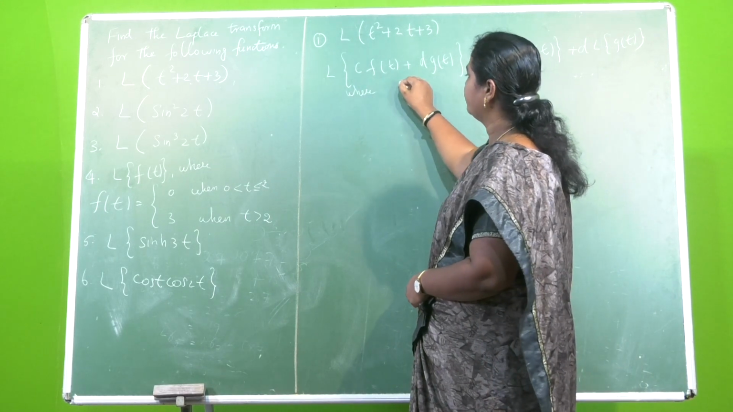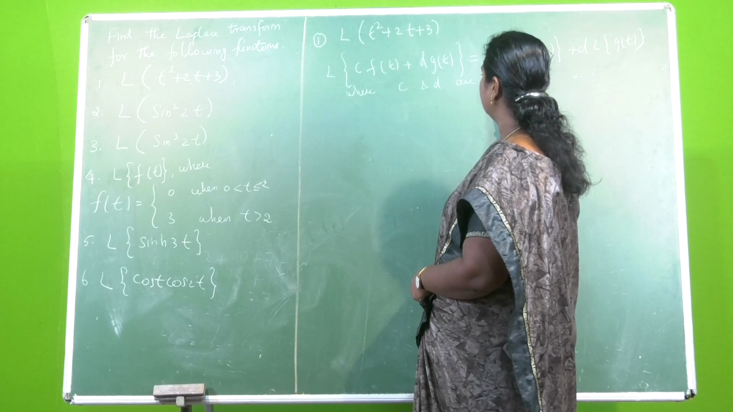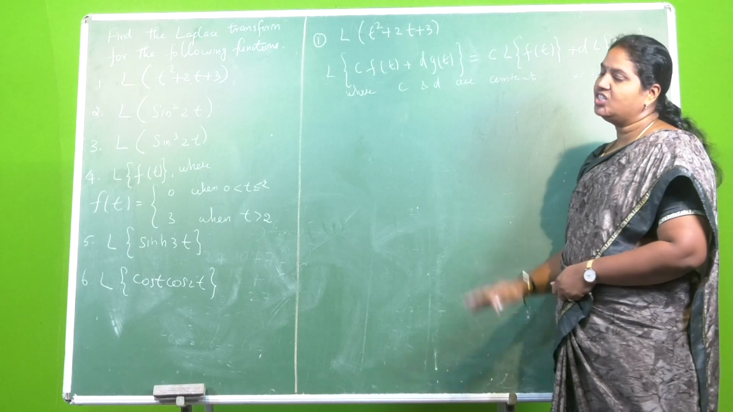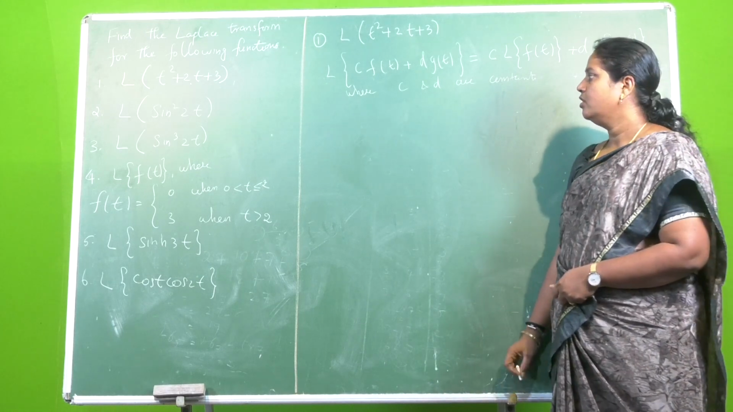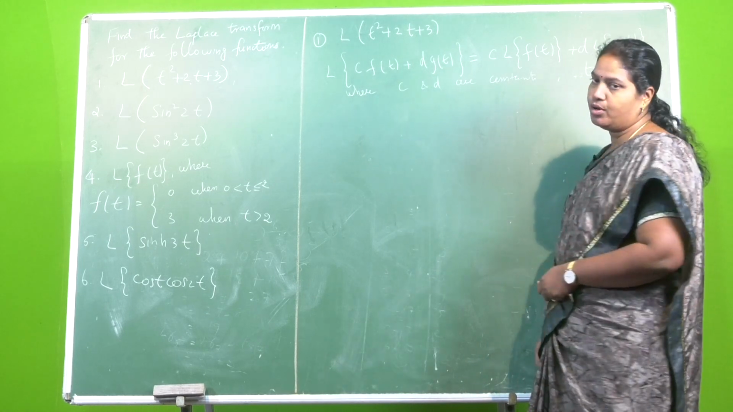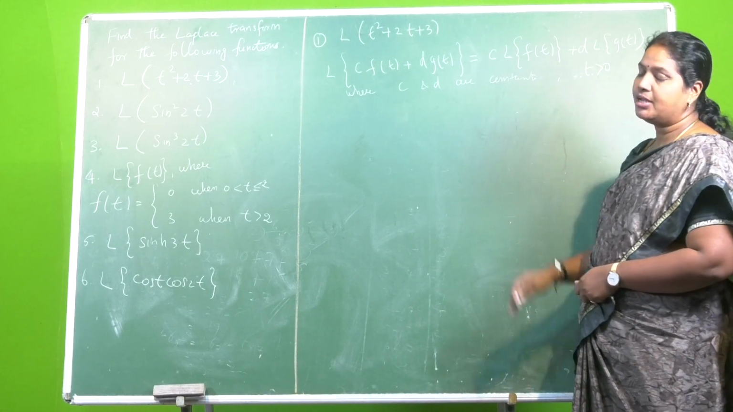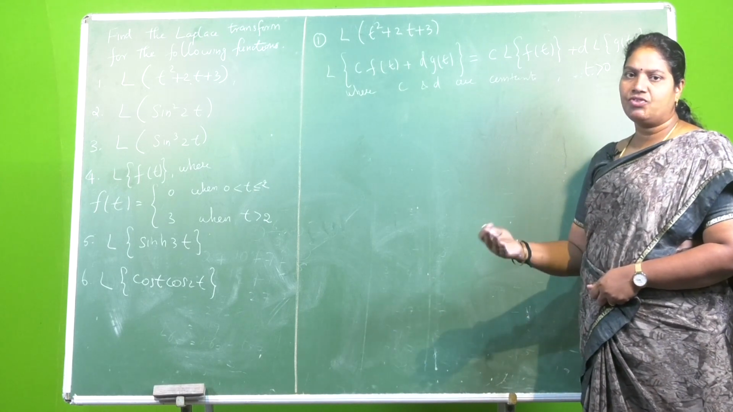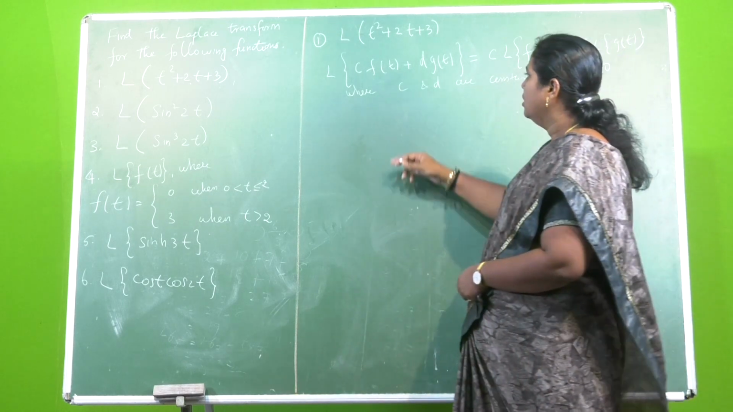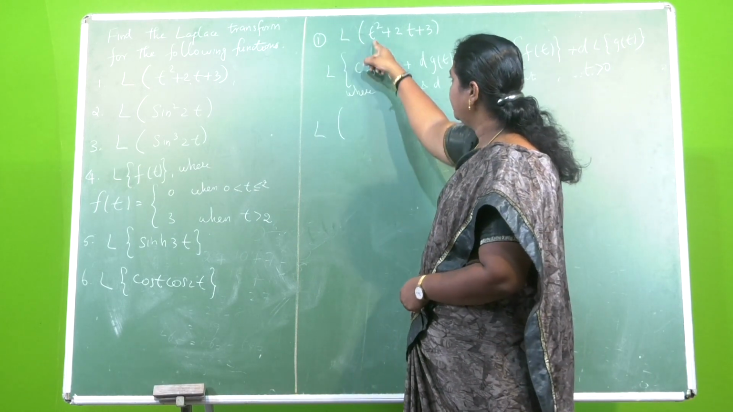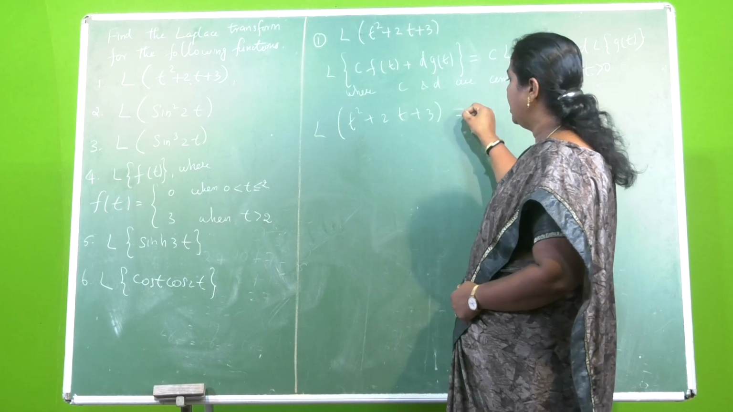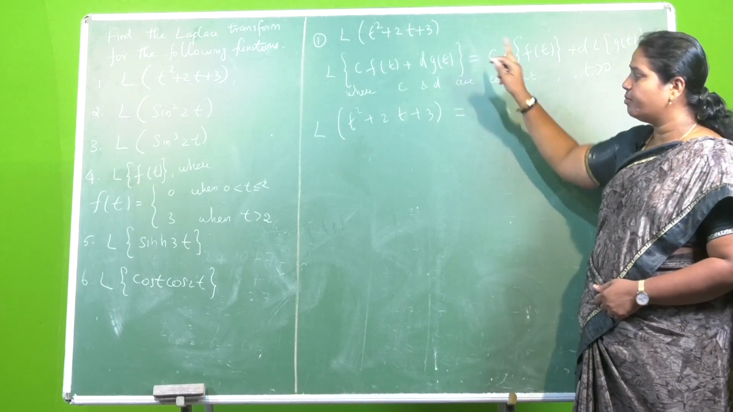where c and d are any arbitrary constants, and f of t, g of t are any functions of t. Okay, and we should not forget that the t should be positive, because in the definition of Laplace transform itself, we are finding Laplace transform only for the non-negative real numbers. So now, to find this L of t square plus 2t plus 3, as I mentioned before, we are going to apply this linear property.